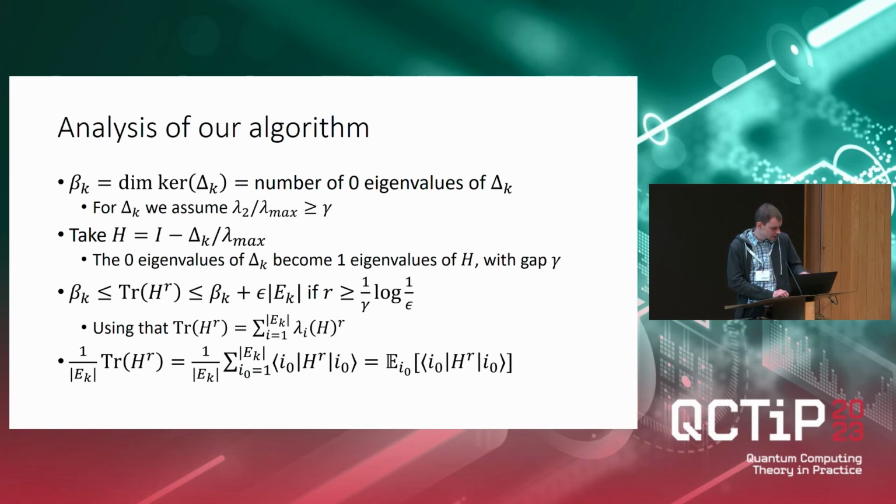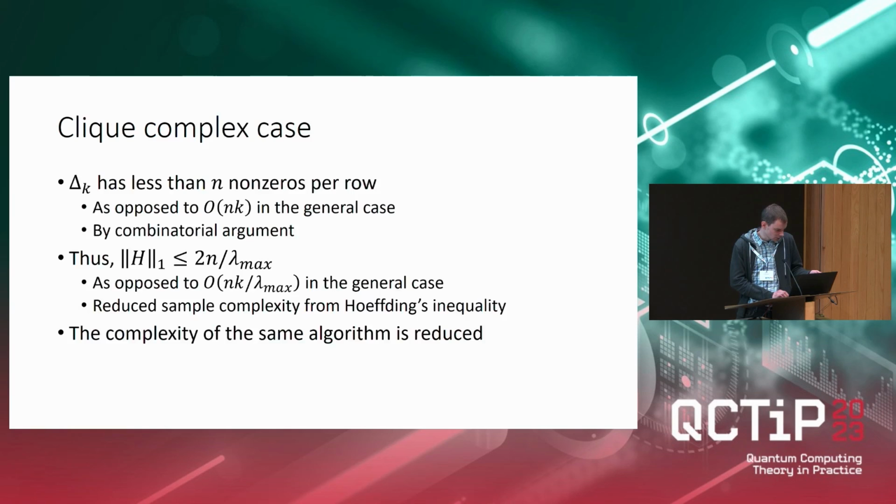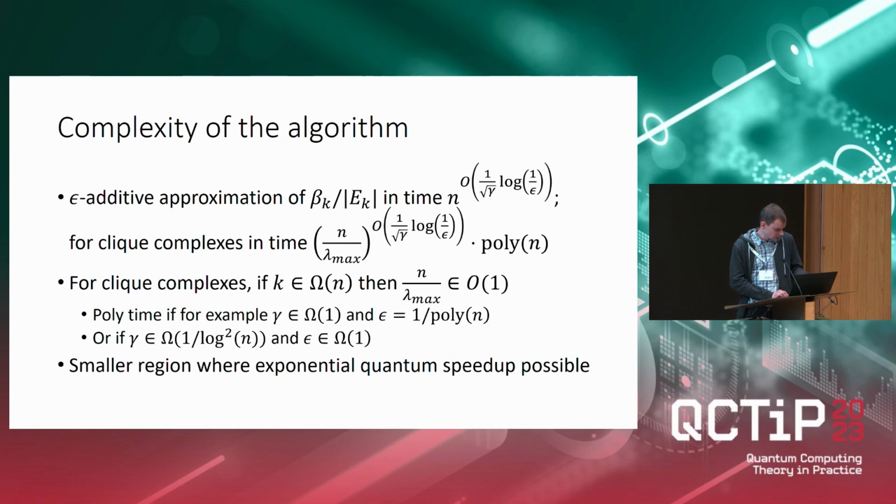Yes, so, wait a minute. This gamma is lambda 2 divided by lambda max. So if gamma is 1 over poly n, it means that lambda 2 is very close to 0, right? So the spectral gap is small. And if the spectral gap is small, then the problem is harder, let's say. So that's where quantum algorithms can still be better.